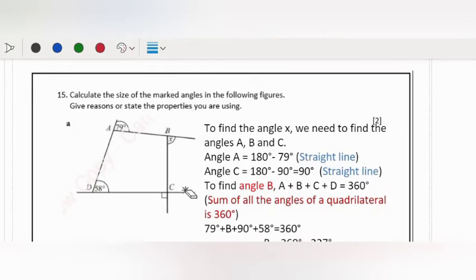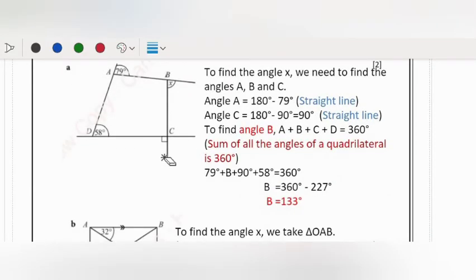Calculate the size of the marked angles. So we have to find the angle x now. To find x, what we have to do, we have to find the angles A and angle C and angle B. We have to find A, B, C, because angle D is already given.